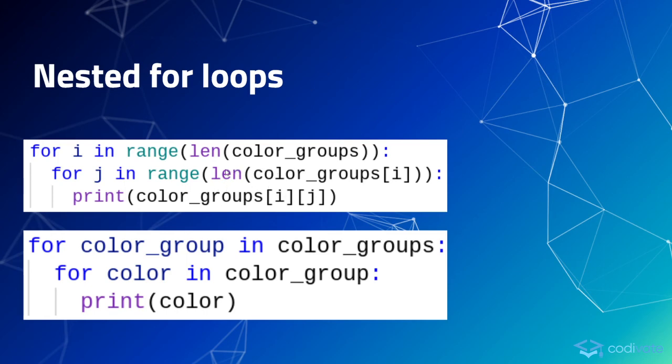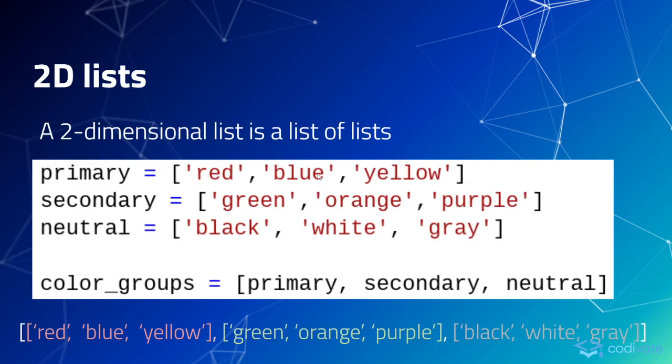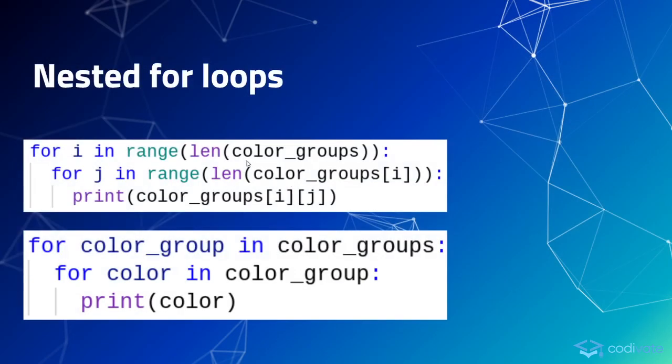Here, we have the length of colorGroups[i], because that confirms that we are looking at the length of the current list, because each list may have a different number of items. In this case, it just works out so it's the same, but it's possible that we have a different number of items in each of the inner lists.